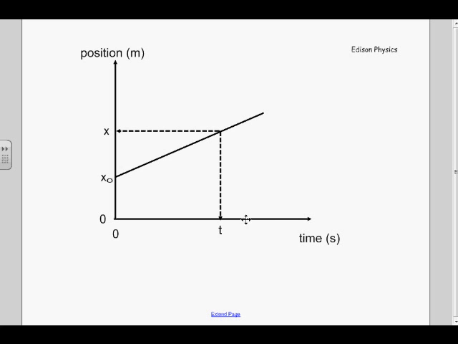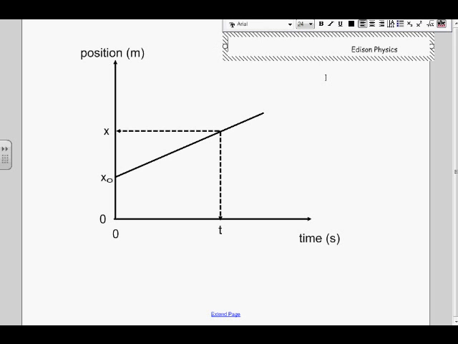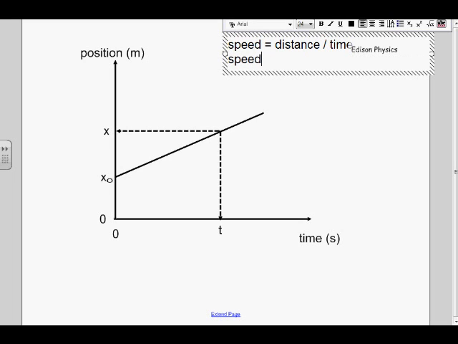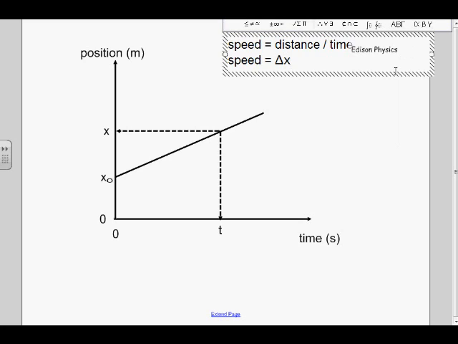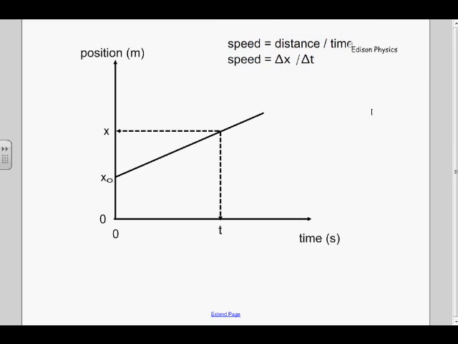Okay? Now, let's look at this graph a little more carefully. In order to calculate speed or velocity, remember, again, we haven't turned, so speed and velocity here are the same. I need my distance divided by my time, all right? We've used some symbols to do this, so let me do this real quick. Here come the symbols. Delta x divided by delta t. So that's how I calculate speed.